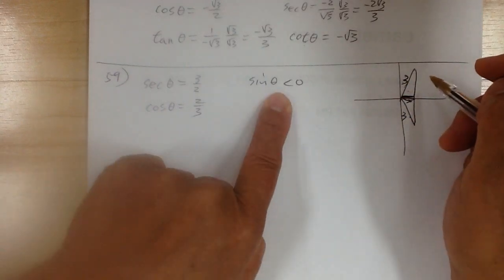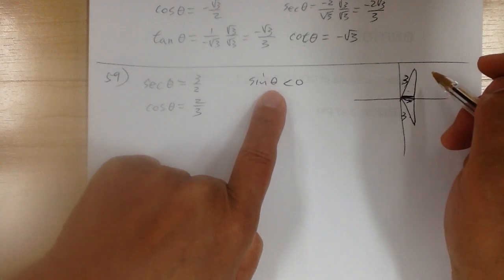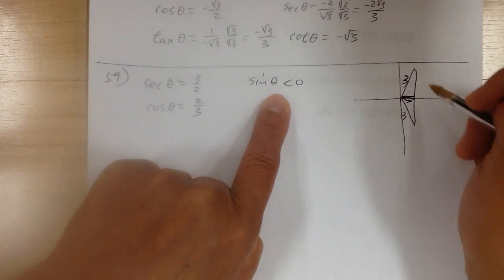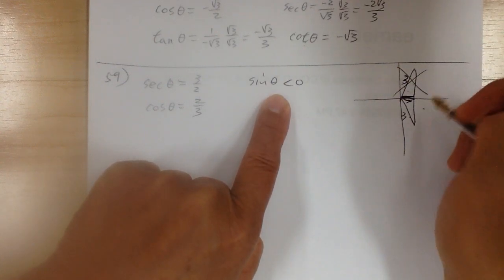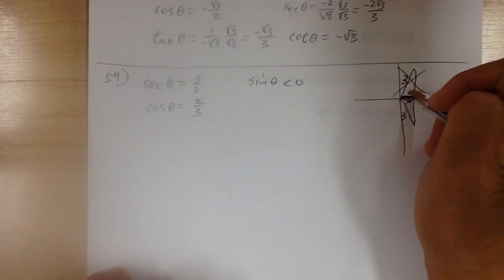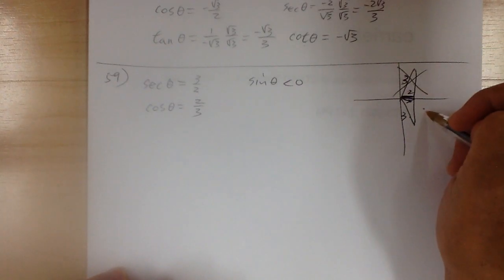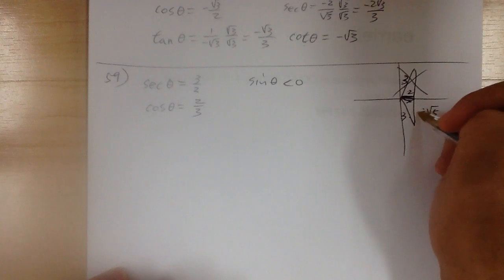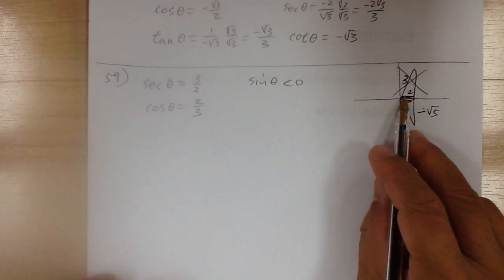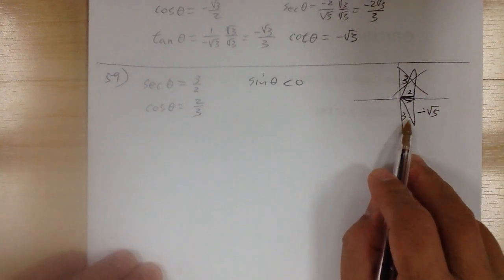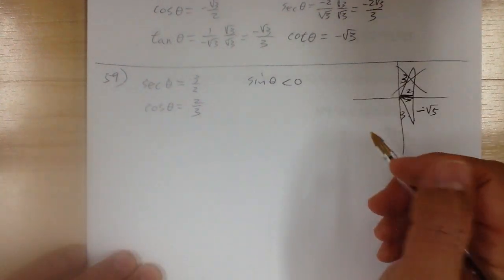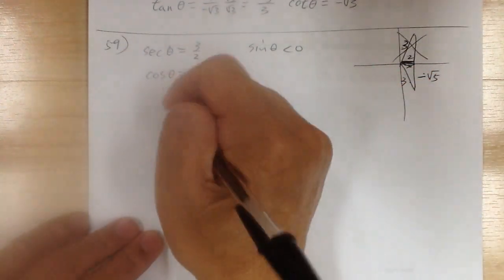Then you have to use this one. Sine is less than 0, so sine is negative, so this is out. So you can get this one here. Use the Pythagorean theorem, so this would be square root of 5, and it's going to be negative. Again, a squared plus b squared equals c squared. Once you get that, we can put all our information together.